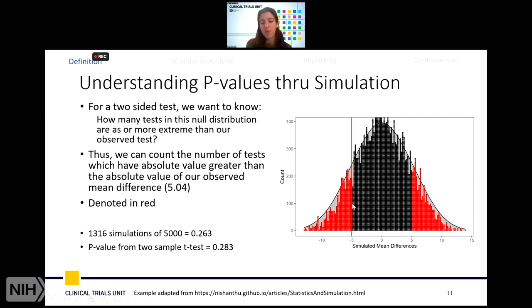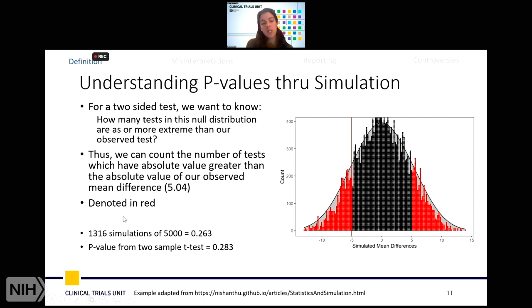So again, here's our test, and we want to know how many of those simulations give us something that's even more different from 0. And in a two-sided way, we're talking about either more negative or more positive than the absolute value. Those tests of interest in the extreme are denoted in red here. So we can count the number of tests, of our 1,000 or even more depending, but in this case, 1,000 simulations, which have absolute value greater than the absolute value of our observed mean difference, which is 5.04. And again, those are denoted in red here.